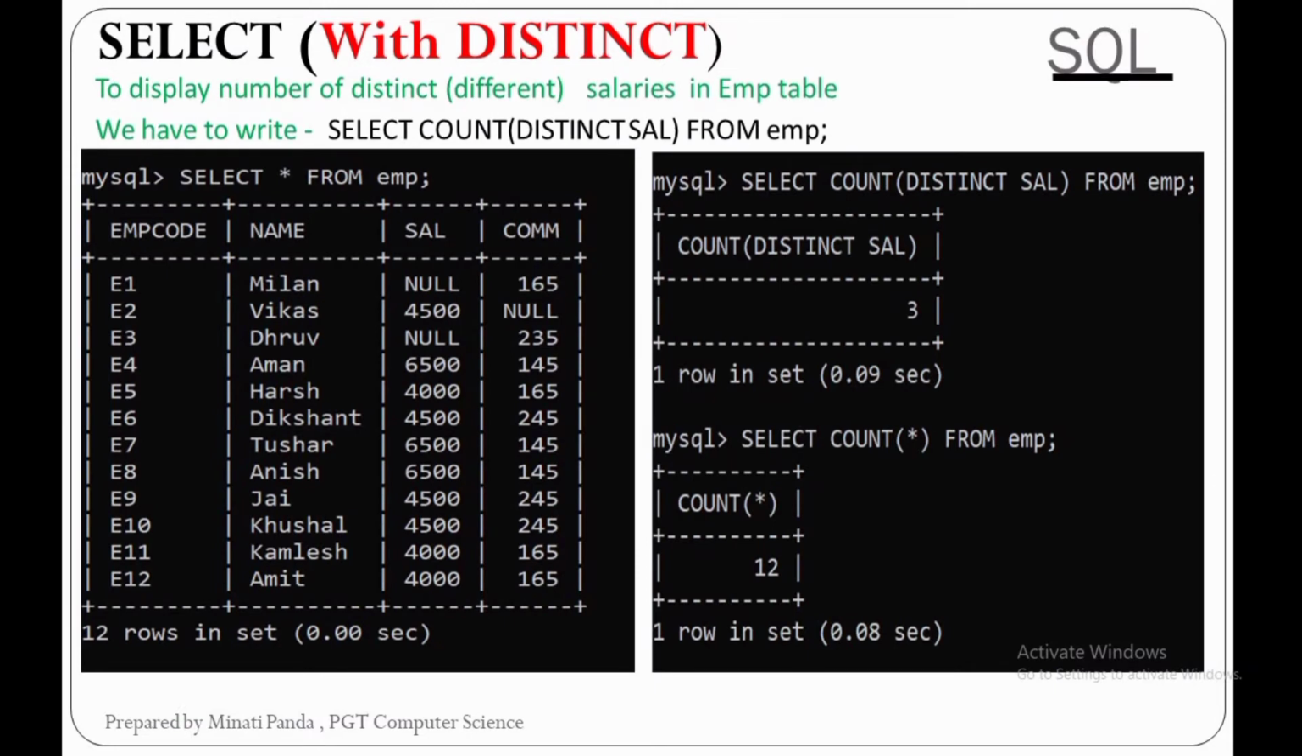Suppose we want to know the number of distinct salaries in the EMP table. We have to write SELECT COUNT(DISTINCT SAL) FROM EMP. It will give 3. It will not include null. If we write SELECT COUNT(*) FROM EMP, it will give 12 because COUNT(*) will include null values and duplicate values also. By using the DISTINCT clause, we can see the distinct types of salaries in the EMP table.